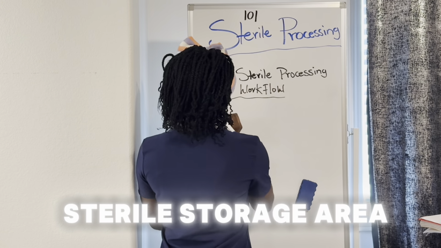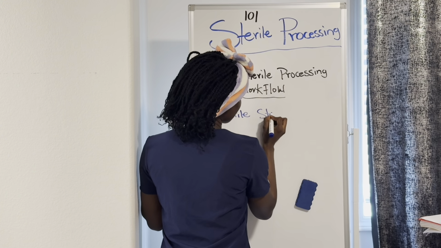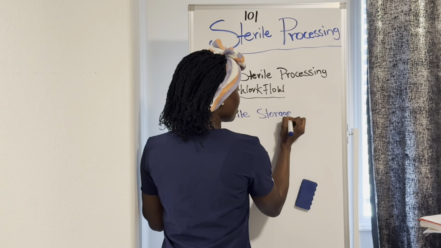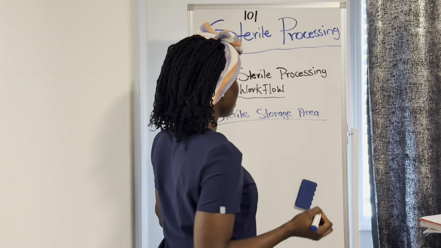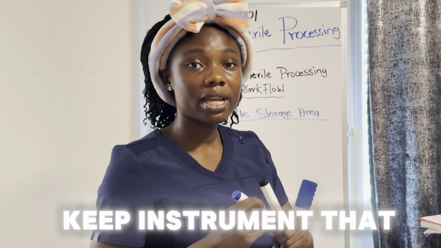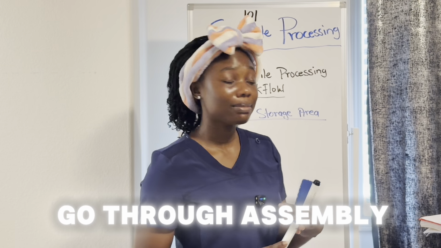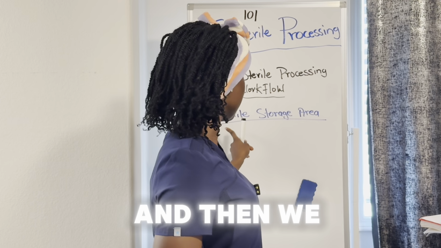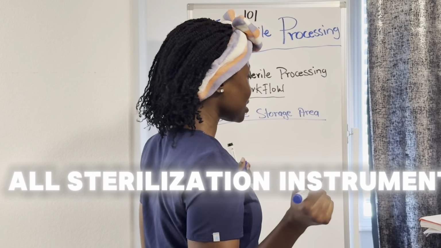This is the sterile storage area. So our sterile storage area in the SPD is where we keep instruments that have gone through the sterilization process. Remember, before we reach the sterilization process, we have to go through decontamination. We have to go through assembly. Now, after assembly, we go through the sterilization, and then we store them. So the sterile storage area keeps all sterilized instruments.